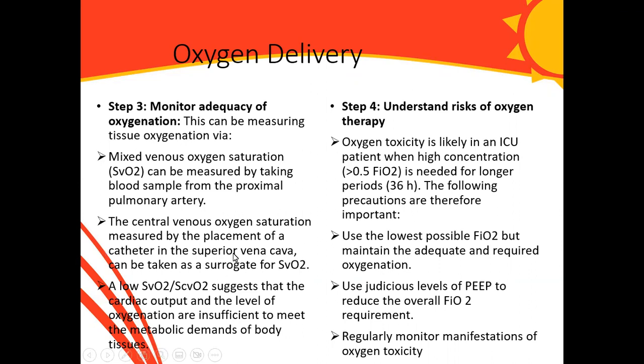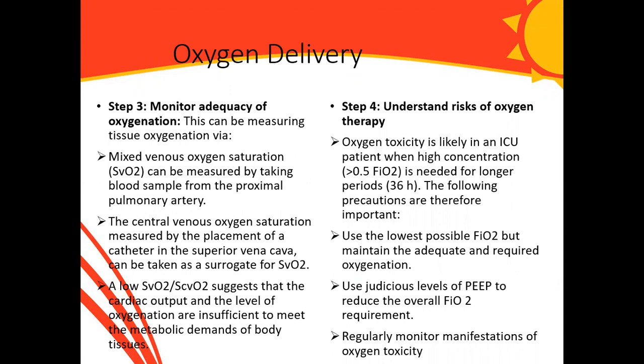So what you do is that you collect blood, and you measure the oxygen saturation from the venous blood from your superior vena cava. A low SvO2 or ScVO2 suggests that the cardiac output and the level of oxygenation are insufficient to meet the metabolic demands of the body tissue. So if you have a low SvO2, it shows that there's a low tissue oxygenation, which is irrespective of the oxygen that you are delivering to the patient.